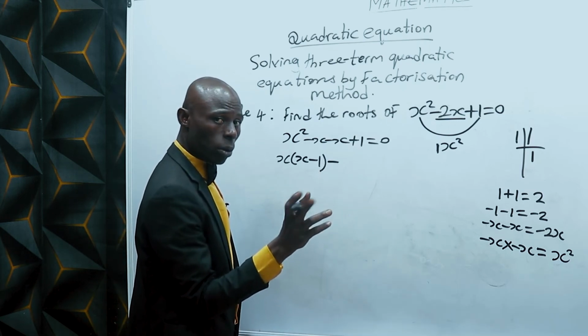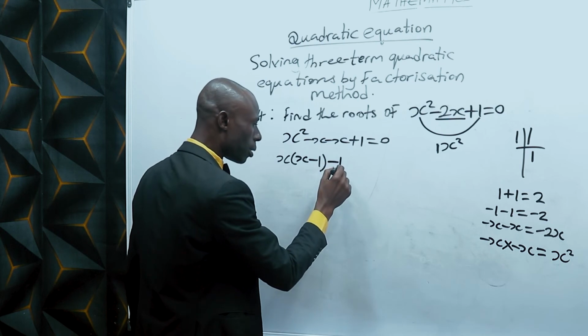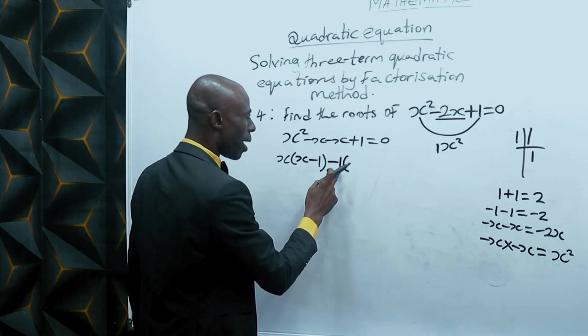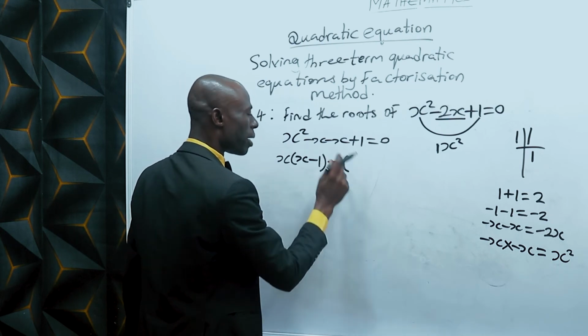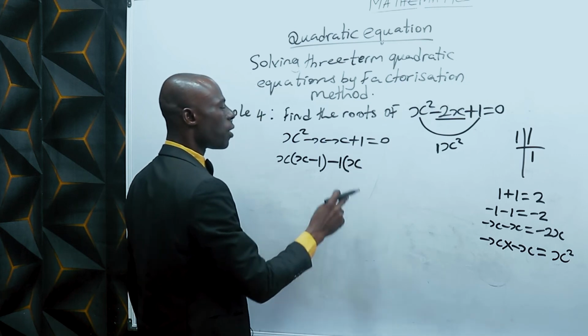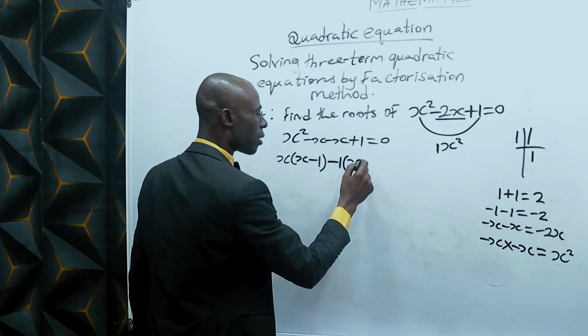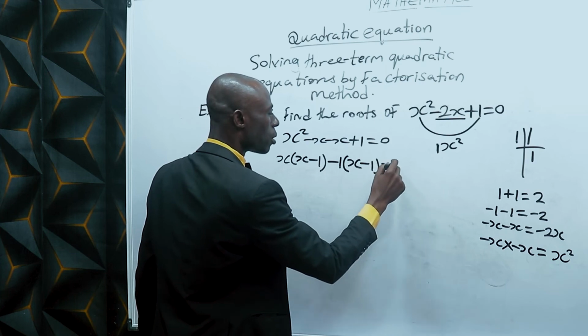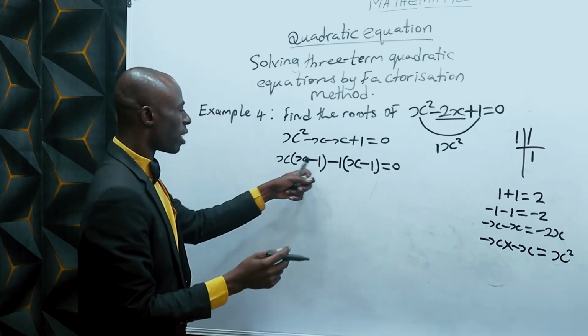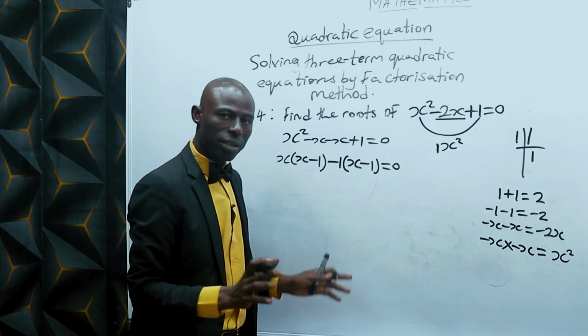What is common to x and 1? It seems nothing is common, but 1 is common. Put 1 outside. Minus 1 you have outside here. Use it to divide minus x. It gives you positive x. Use the minus 1 to divide plus 1. It gives you minus 1 equals 0. The inside of the two brackets must be the same without any discrepancy.